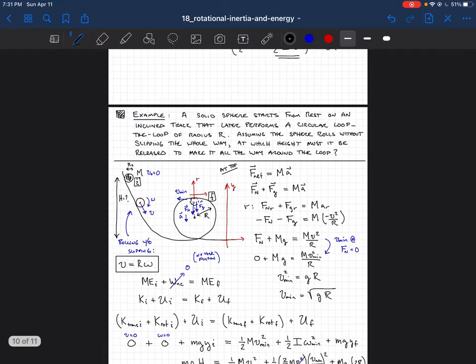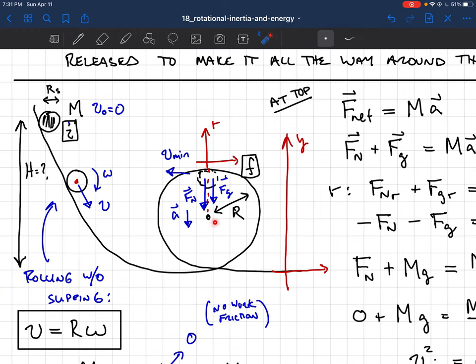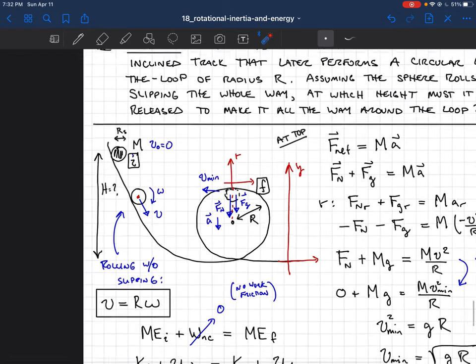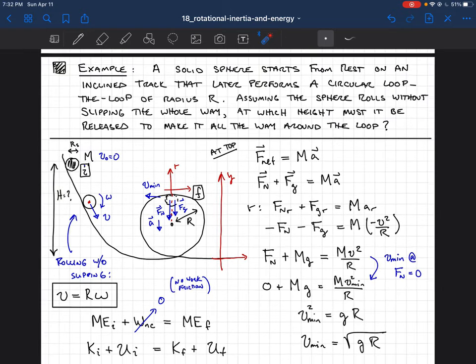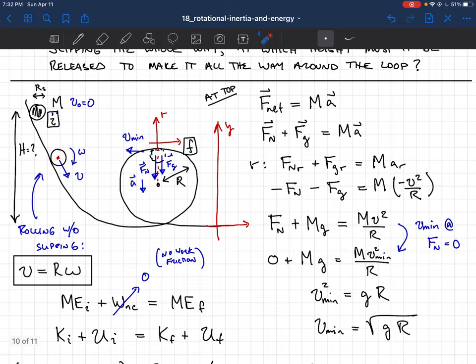So where do you have to release the sphere? Well, you have to go 1, 2, and almost 3, a little bit less, 2.7, in order to get to a point where it will actually make it all the way around. Let's think for a moment what would happen if it wasn't rotating. So could you release it lower, or would you have to release it higher if it was just sliding, let's assume without friction?